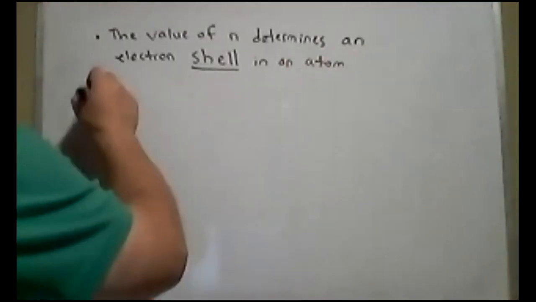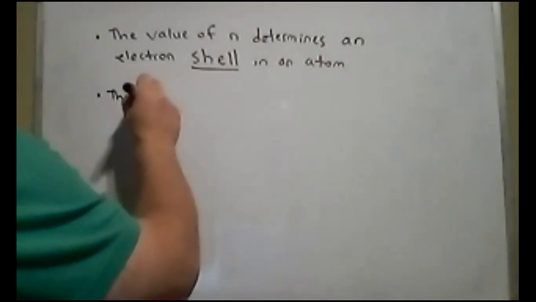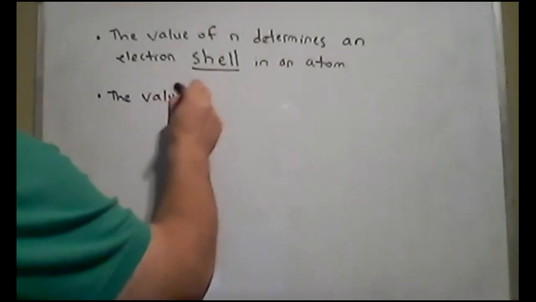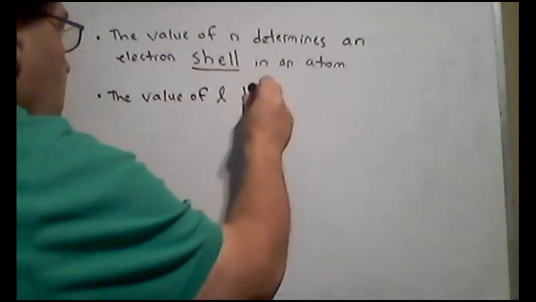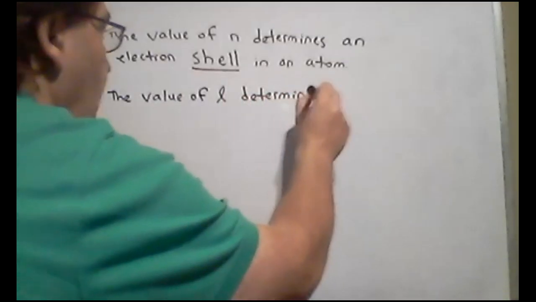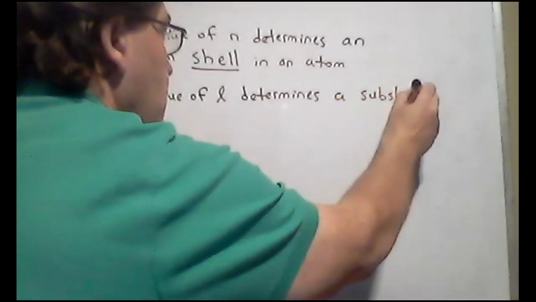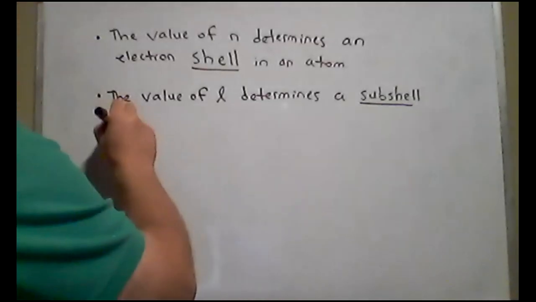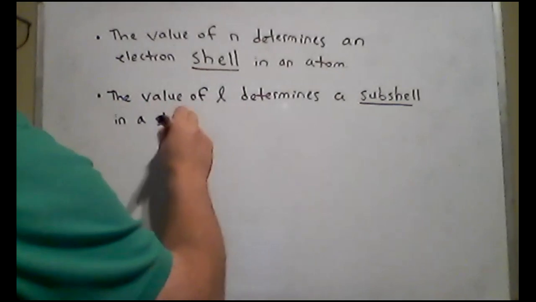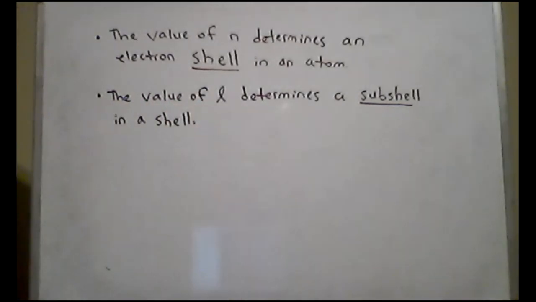Okay, the value of L determines a subshell in a shell. We have this determination of shells and subshells. A shell is given by a certain value of n. A subshell of a shell is given by a certain value of L.